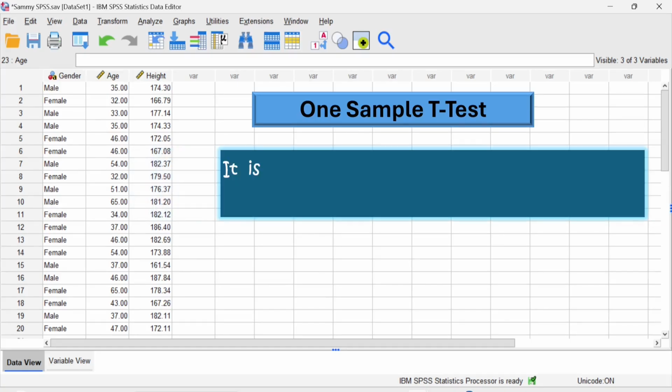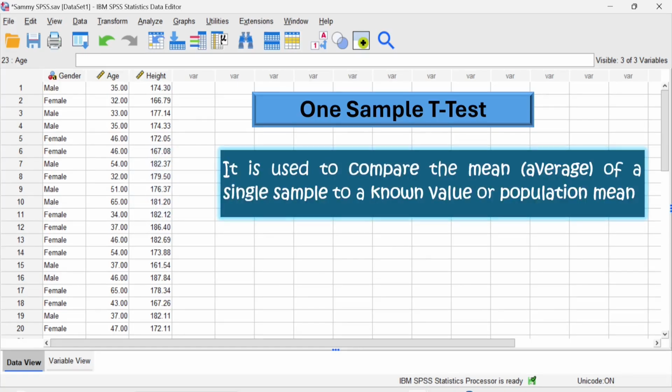When do we use the one sample t-test? It is used to compare the mean or average of a single sample to a known value or population mean. So the single sample here can refer to any of our variables here, but since we are talking about mean, we cannot include the gender because it's not a numeric variable, and we calculate mean for only numeric variables. We cannot compute mean for a non-numeric or categorical variable. So the single sample can refer to the age here or the height.